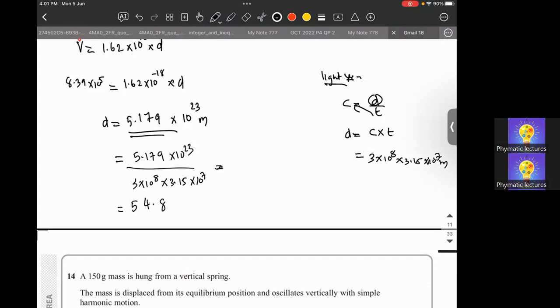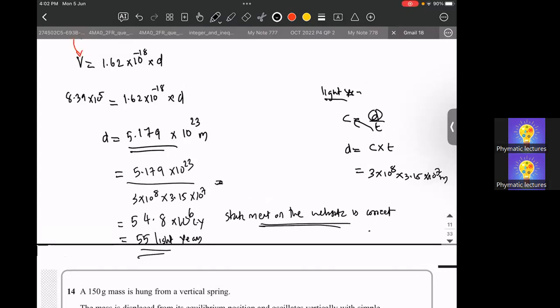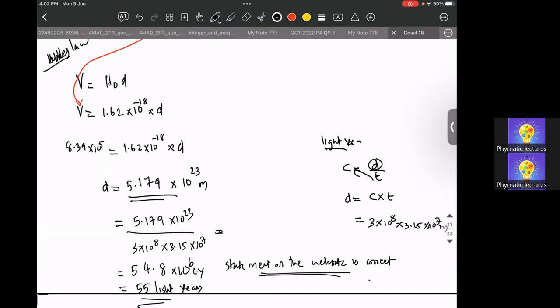54.8 × 10^6 light years. That means it is nearly 55 million light years. So we can say that the statement on the website is correct. So that is the idea about this question.